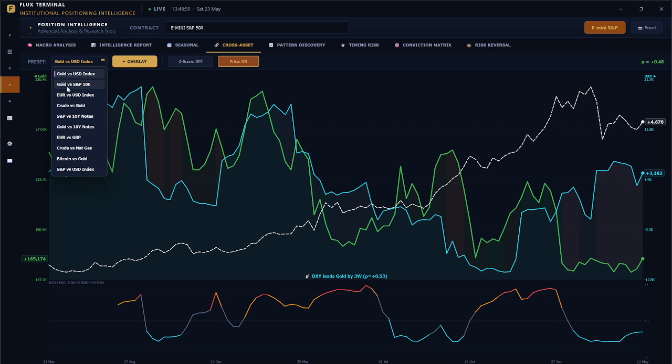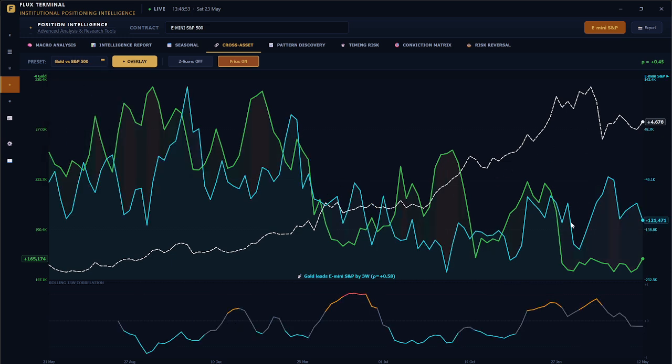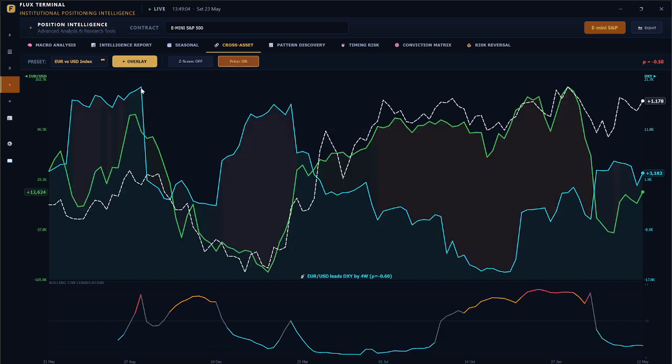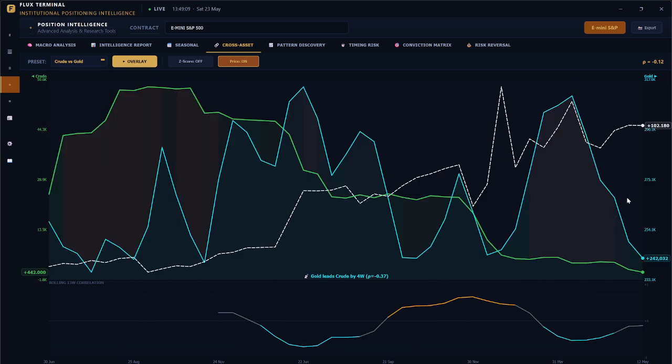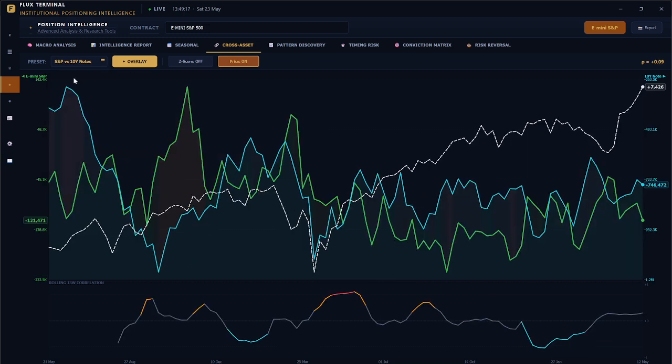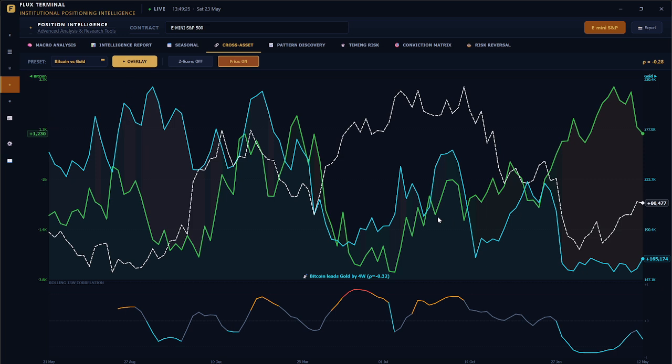And if you want to look at gold versus S&P 500, which is also very important to look at. So S&P 500 is stronger than gold. What it means for gold is definitely bearish. You have euro versus dollar, crude oil versus gold cross asset, which is also very important to look at. And S&P 500 versus 10 year US bond, and so on. Or you may want to look at Bitcoin versus gold.